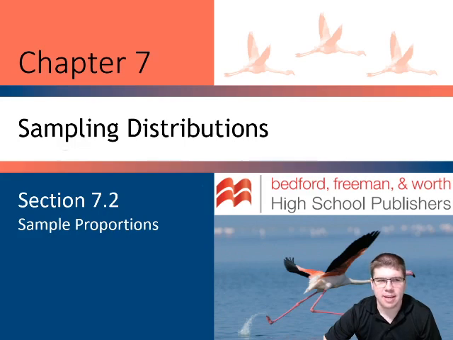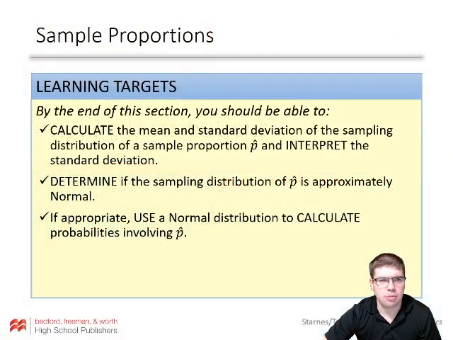Hey, AP Statistics. Today we're going to get into section 7.2. We're going to focus on sampling distributions for sample proportions. By the end of this section, you should be able to calculate the mean and standard deviation of the sampling distribution of a sample proportion p hat and interpret them.